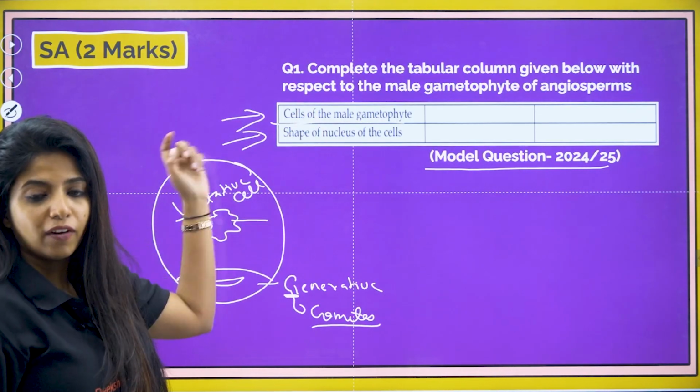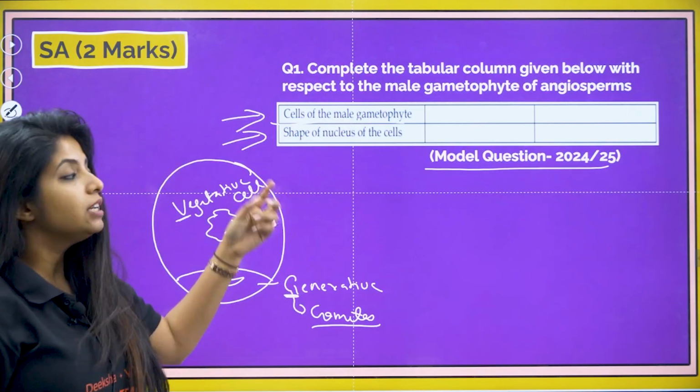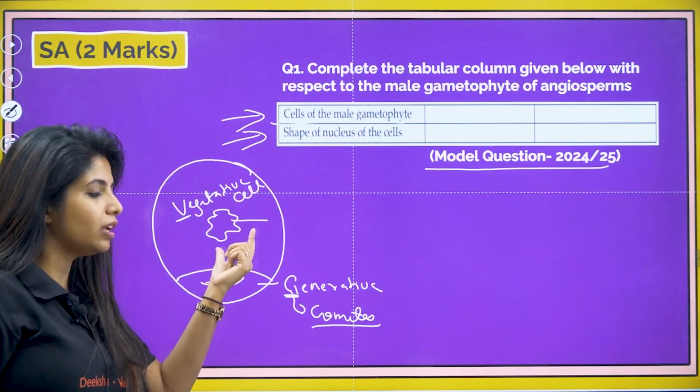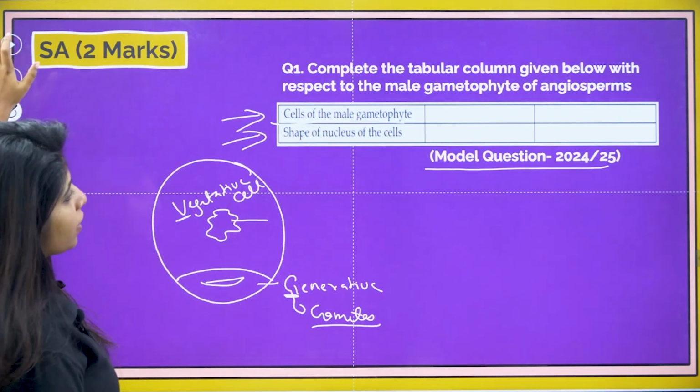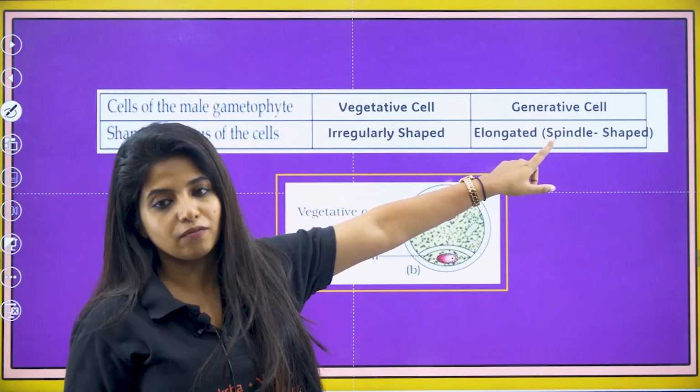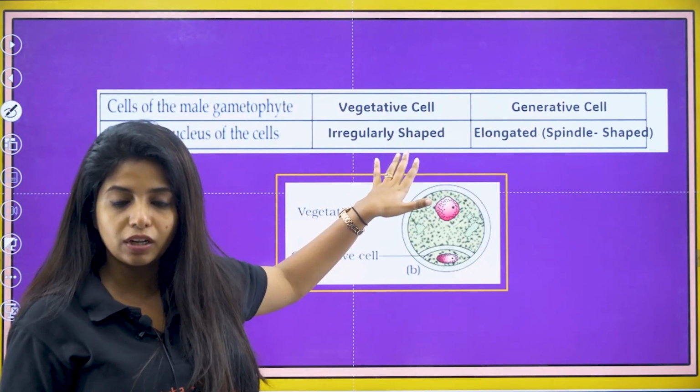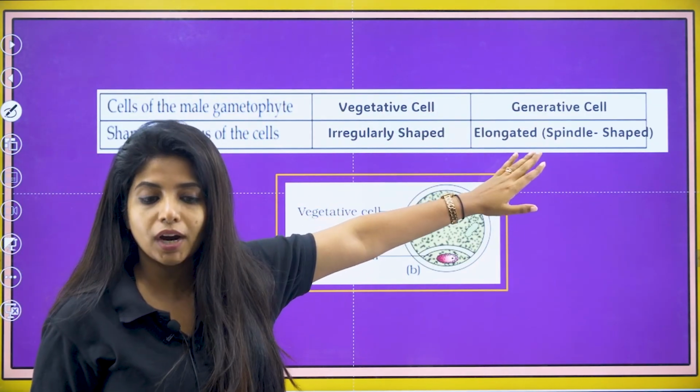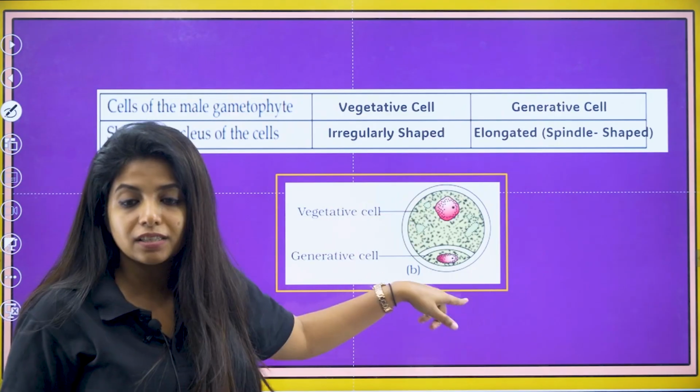Cells of the male gametophyte, that is vegetative cell and the generative cell. Now shape of the nucleus of the cell, one is irregularly shaped and the other one is what? Elongated. So what would be your answer? Your answer would be this: vegetative cell, irregularly shaped nucleus; generative cell, elongated or spindle shaped nucleus. And this is the structure.